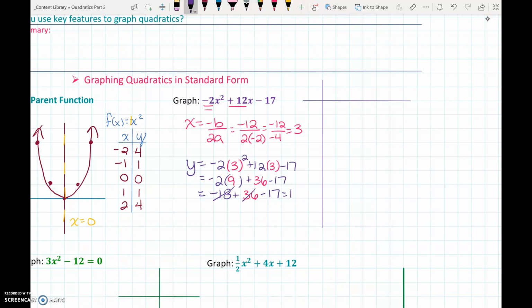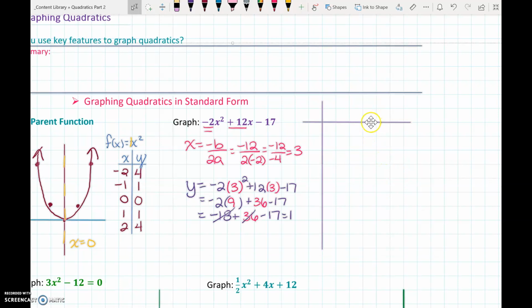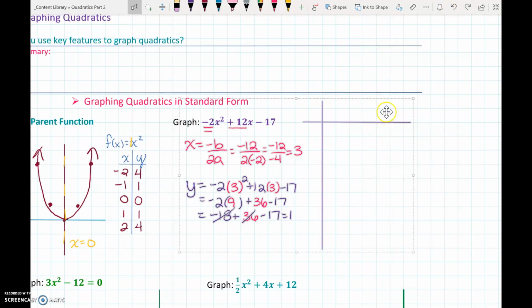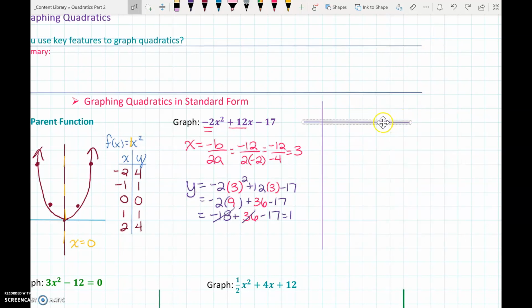All right, awesome. So I have my vertex at 3, 1. So when I go to plot 3, 1, beautiful.